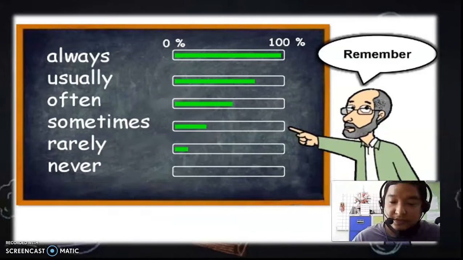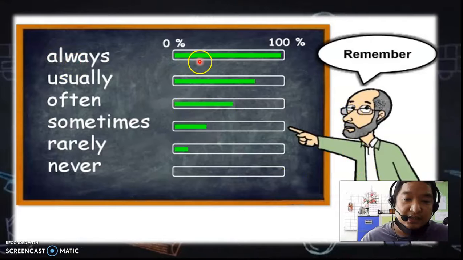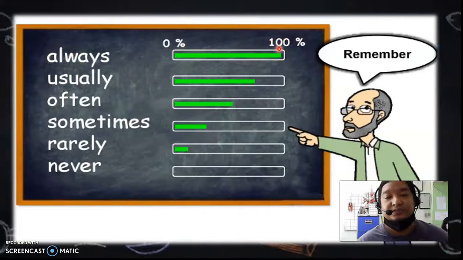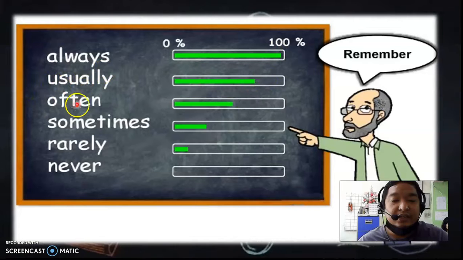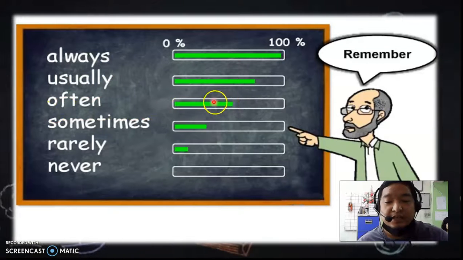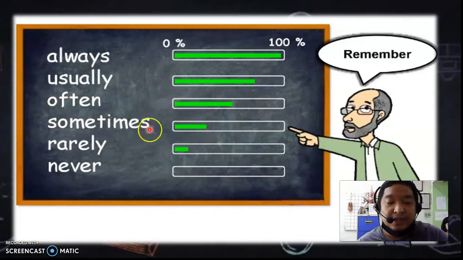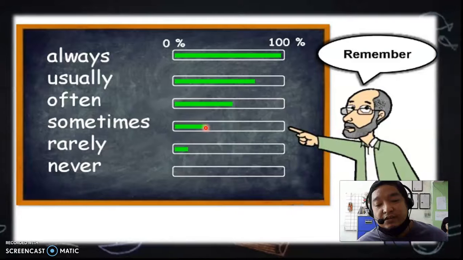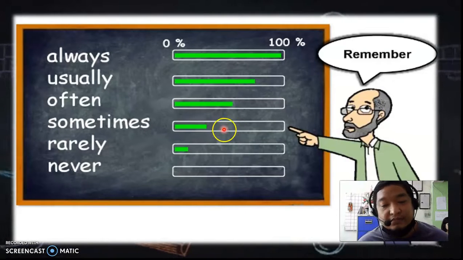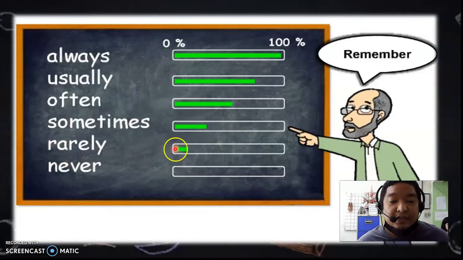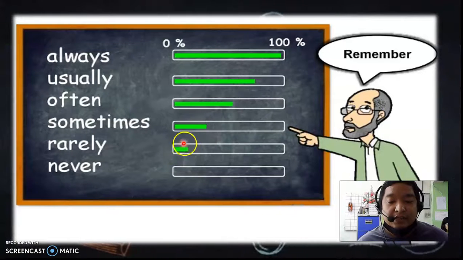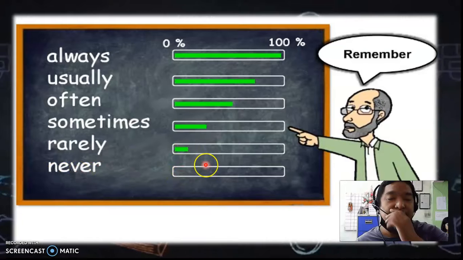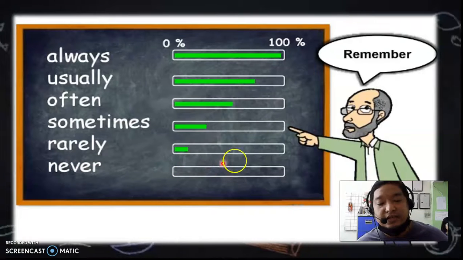Remember, I always is 100% do the action. Usually like 80 to 90%. Often it's like 70 to 80%. Sometimes maybe 40 to 50%. Rarely is almost never, but at least 5 to 10% do the action. Never is 0%, meaning not ever, right?